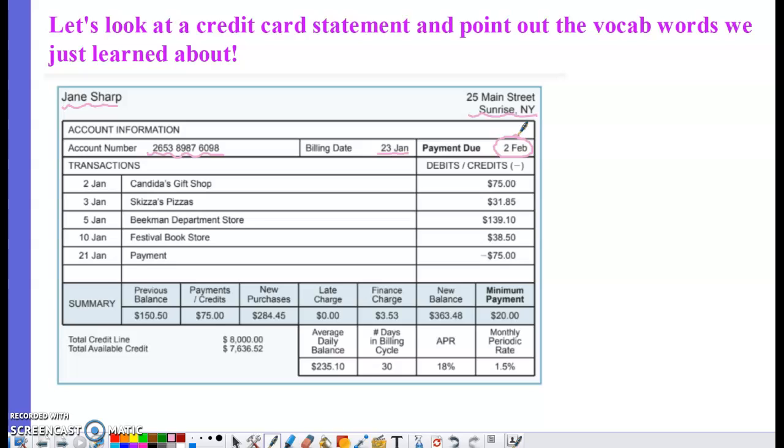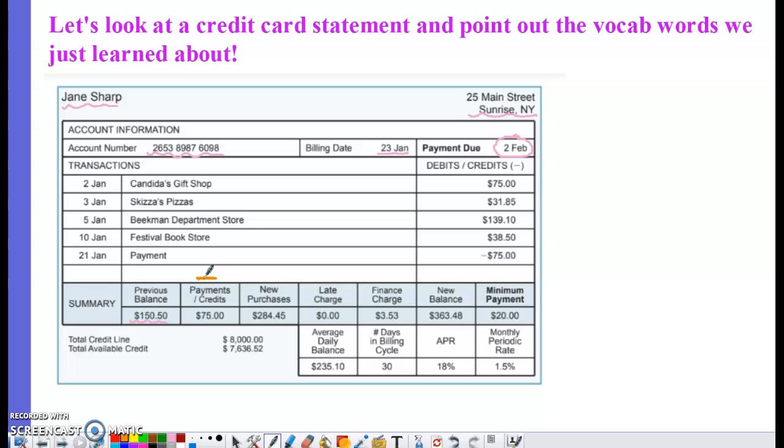Here it says the previous balance. So it looks like at the end of the last month you did not pay off your entire credit card. So you still owe it $150.50. You made some payments and credits in this last cycle. So whatever your previous balance is, if you owed $150.50, we're going to subtract those payments and credits from the previous balance, because your previous balance is going down because you're paying in $75.